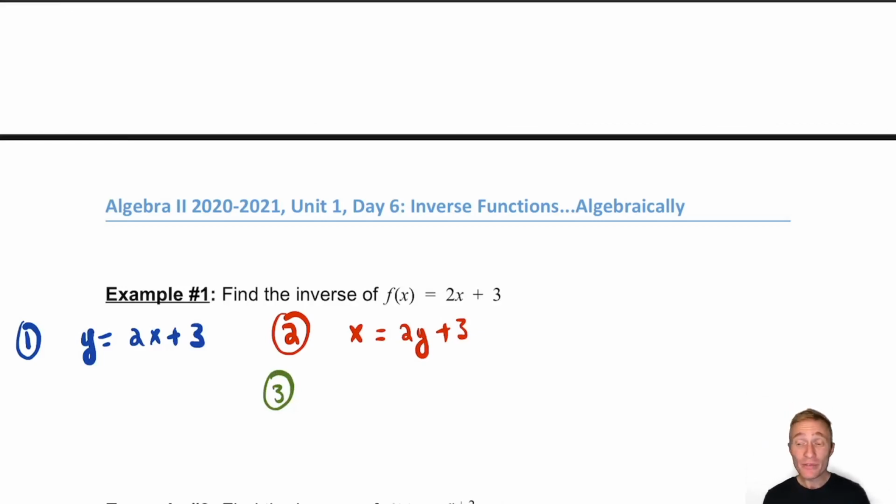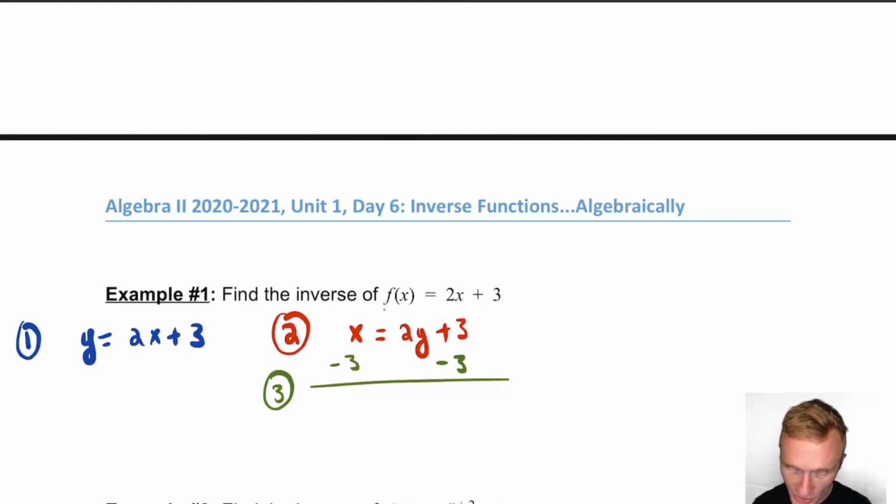I can't get rid of the 2 yet, and I want you to see why. I'd have to divide the entire side by 2, which means the 3 gets divided by 2. It would get ugly. It's way easier to first subtract 3 from both sides. That leaves us with x minus 3 equals 2y. And now we can divide by 2.